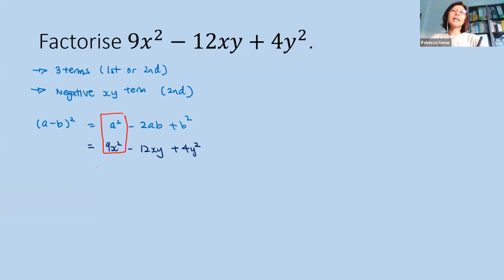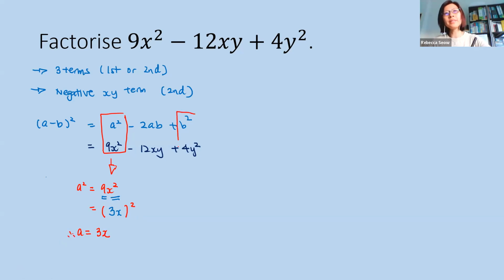So with a squared being 9x squared, if I were to rewrite 9x squared into something square, I need to look at the coefficient of x squared and square root it. So we square root 9, it gives us 3. We look at the term, which is the x squared term. We square root it, we get x. So it's bracket 3x squared. So from here, we can actually tell that a is equals to 3x.